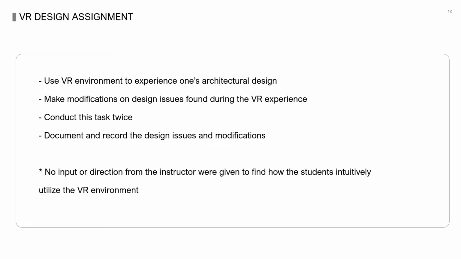So this was how the VR design assignment was given to the students. They were asked to use the VR headset and the VR environment to experience their own architectural design and to make modifications on design issues that were found in the VR environment, and conduct this task twice. And lastly, document and record all the design issues and modifications that they made and submit them to us. There was no input or direction from the instructor. This was because the purpose of the research was to find how the students intuitively utilize the VR environment.